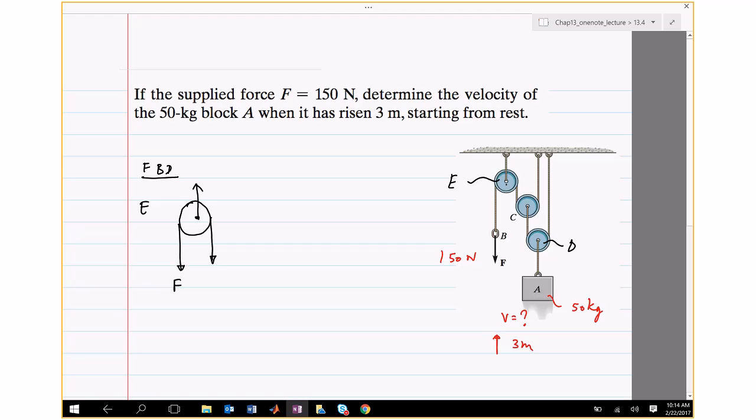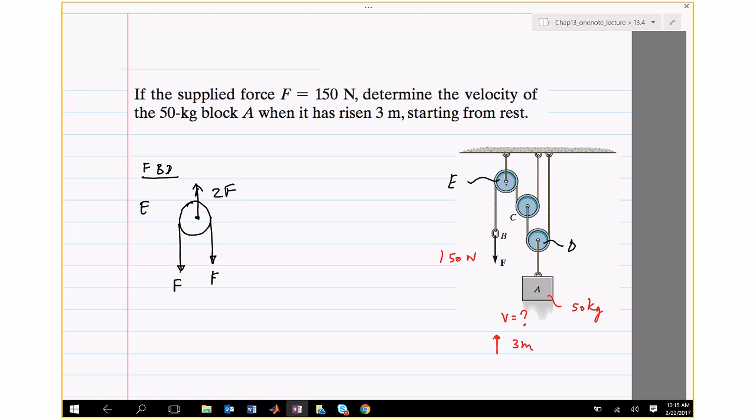Now, because it's an inextensible string, the forces get transmitted. The force here is the same as the force here and so on. So the force on the left side is the same as the force on the right side. If you like, you can call that a new force over here. But if you see the figure, that force over here is just 2F.